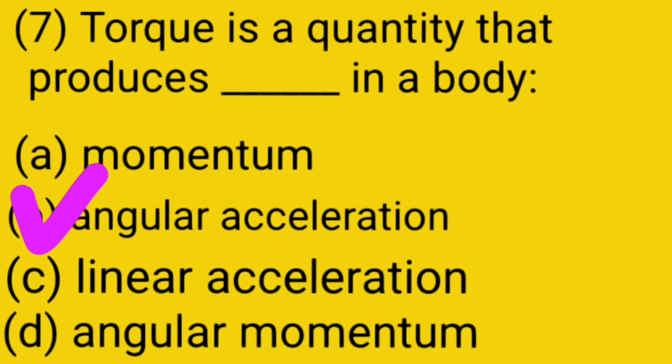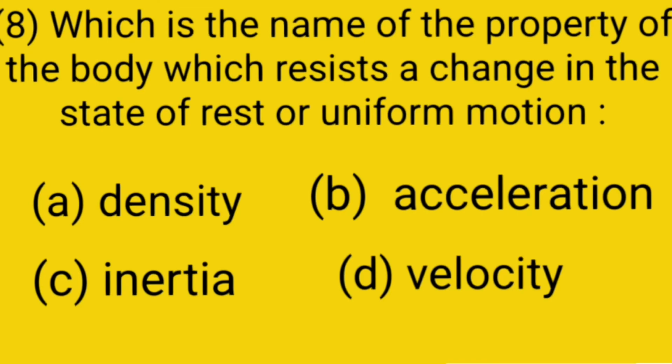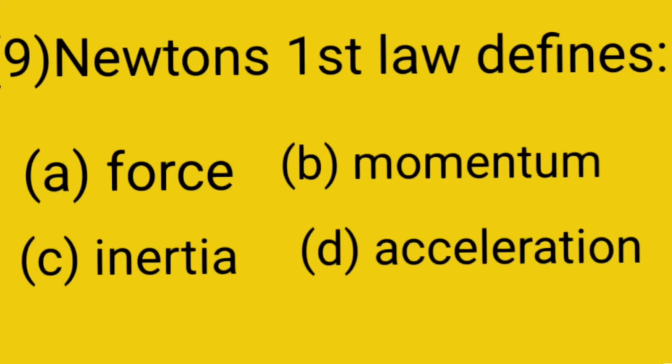The 8th MCQ here we're going to discuss. This is a very easy MCQ. Which is the name of the property of the body which resists a change in the state of rest or uniform motion? This is a definition of inertia that is also mentioned in your books. Now, 9th MCQ. Newton's first law defines force, momentum, inertia, or acceleration. The answer here is definitely force. That's so easy.